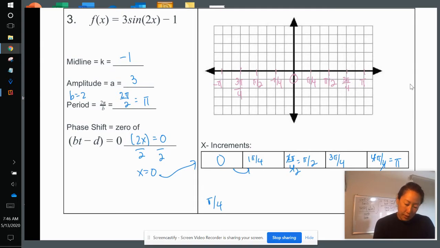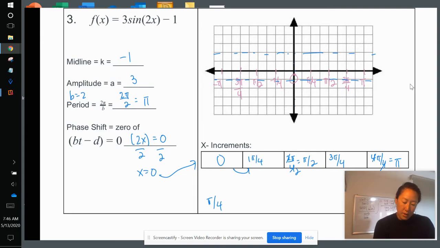So k is equal to -1, so I'm going to sketch in my midline at -1, up 3, 1, 2, 3, to y equals 2. That's my upper bound. Lower bound at 1, 2, 3, -4.